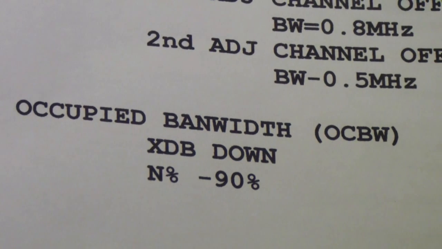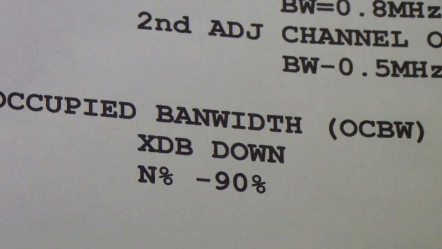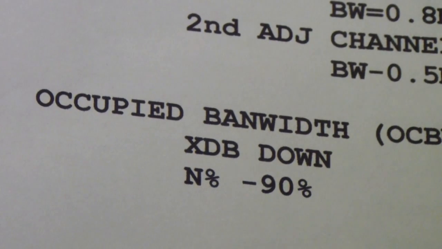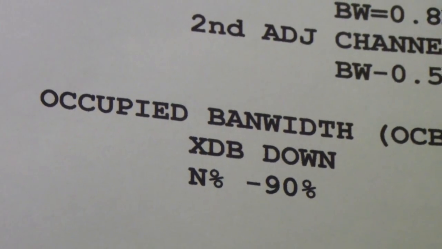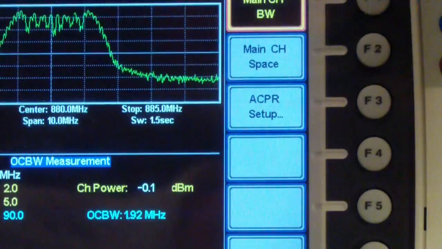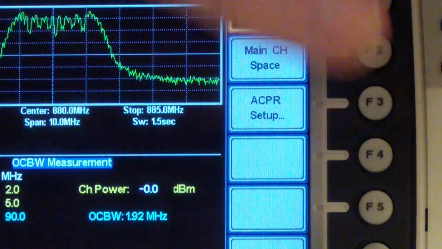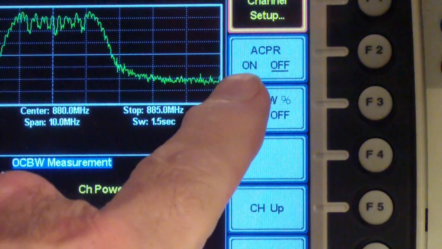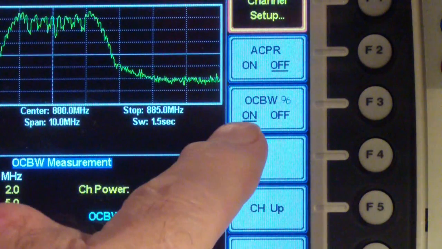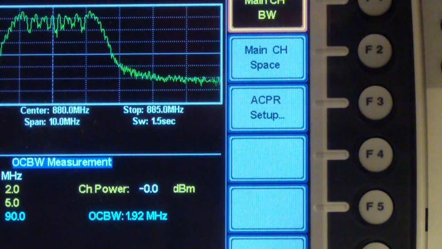We could set it to 99, but for purposes of staying with the experiment in the Instek manual, we will stick to 90%. So let's set that up on the Instek and measure the occupied bandwidth. The first thing we do is turn the adjacent channel power ratio measurement off and the occupied bandwidth measurement on. Then we do channel setup.